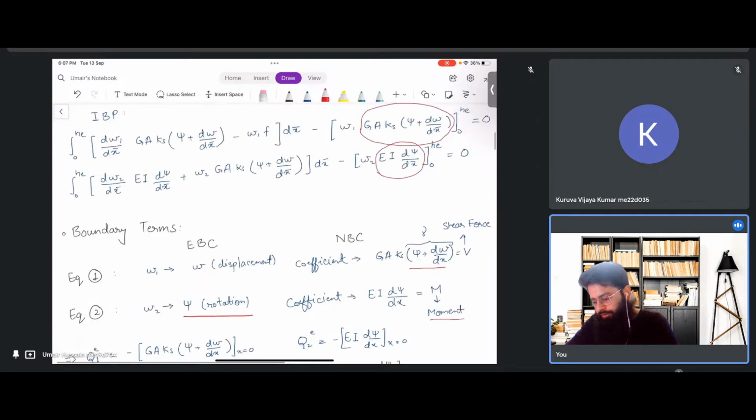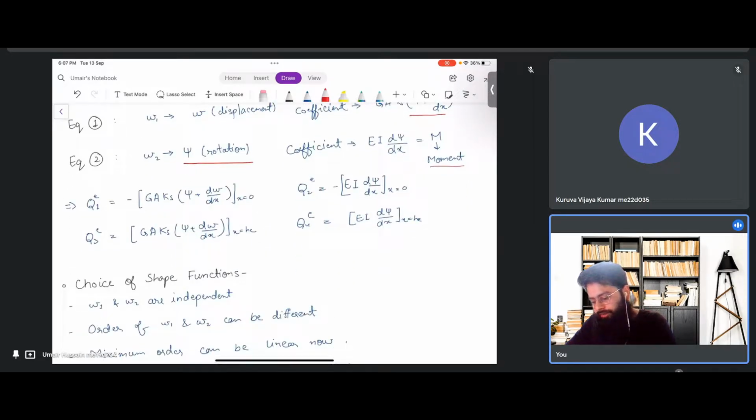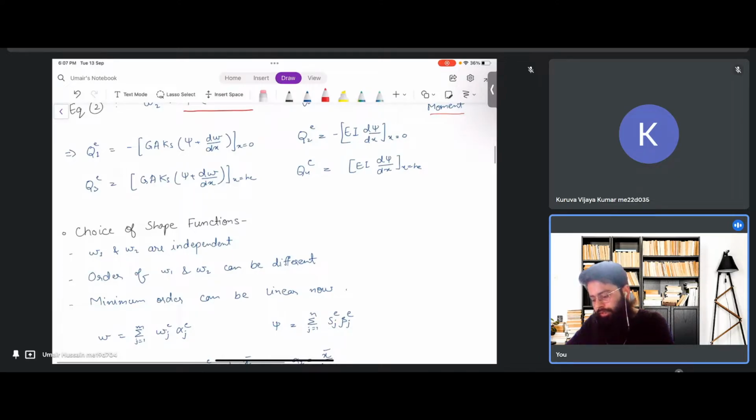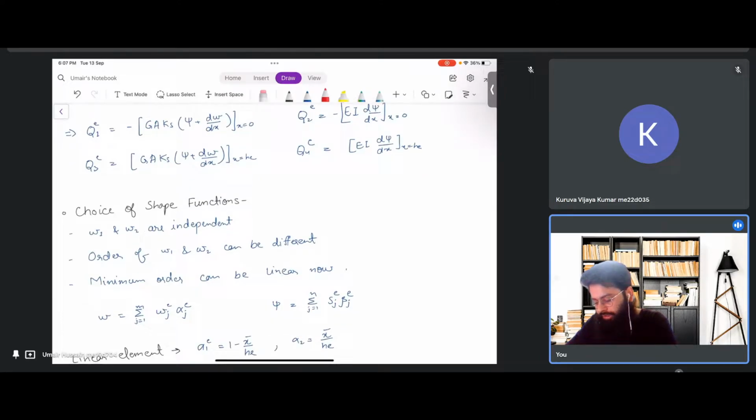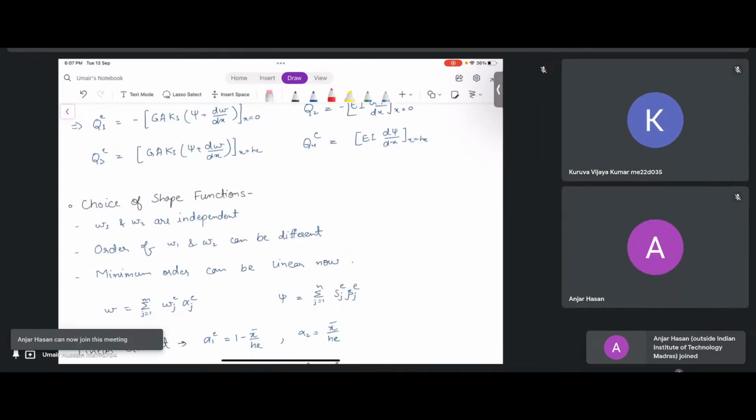So we know the weak form of the problem, and we can get the boundary terms as well. The problem here lies in choosing the shape functions, as we saw in these classes earlier.